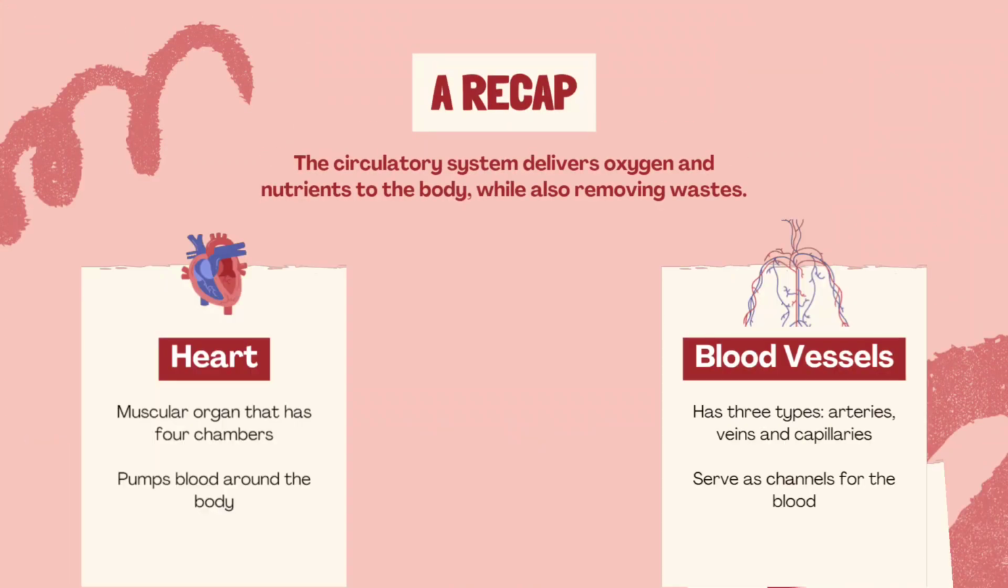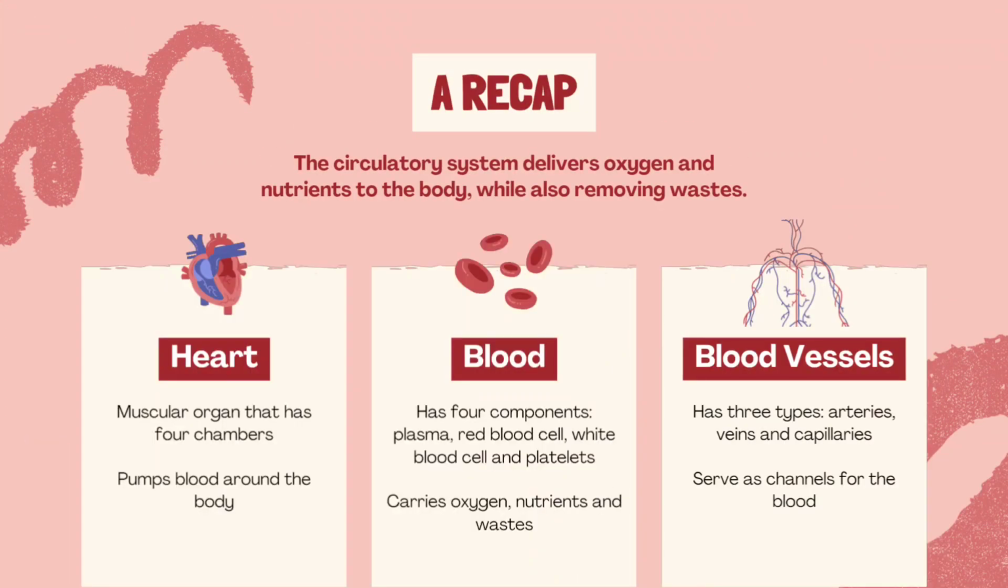A recap: the circulatory system delivers oxygen and nutrients to the body while also removing wastes. Heart, a muscular organ that has four chambers, pumps blood around the body. Blood has four components: plasma, red blood cells, white blood cells and platelets. It carries oxygen, nutrients and wastes. Blood vessels have three types: arteries, veins and capillaries. They serve as channels for the blood.